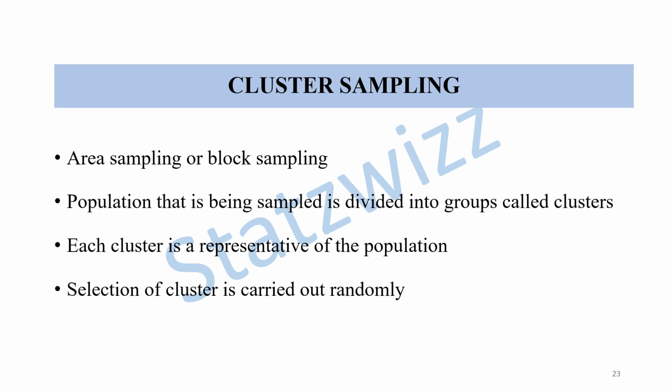The other one is known as the cluster sampling method, which is also known as area sampling or block sampling. So the population that is being sampled is divided into groups called clusters, and each cluster will be a representative of the population, and we will randomly select the clusters, not the individual patient.